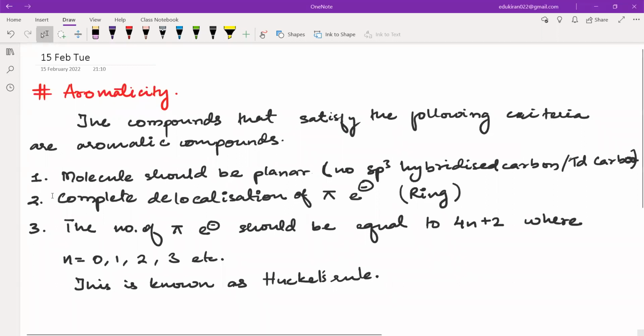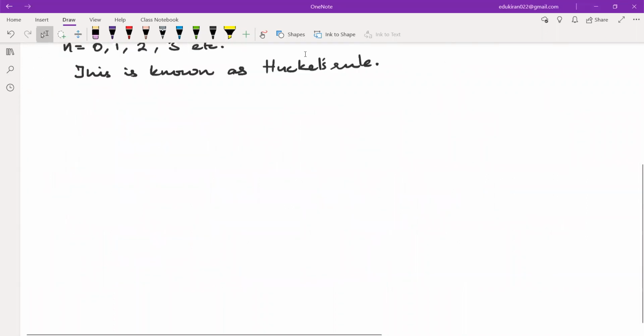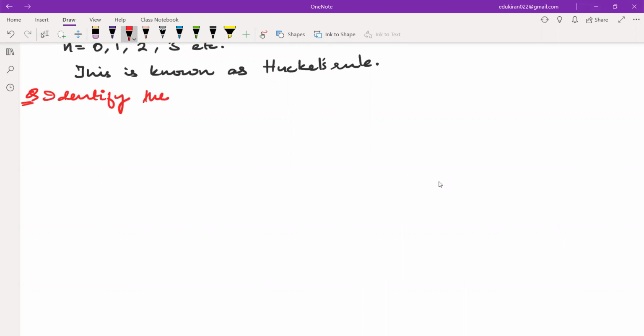Okay, so now we will do some examples. You can stop, you can lower your hands now. Read the question: identify the aromatic compounds. Okay.